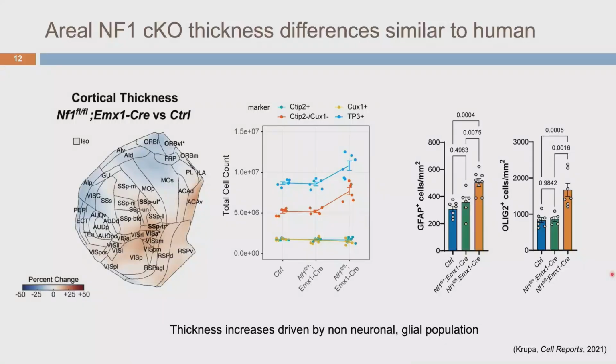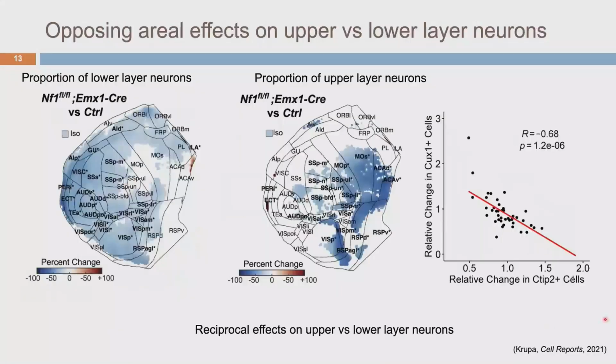So here we think that we have explained in part the cellular basis underlying MRI findings in human, though it would be good, of course, to confirm this in post-mortem human tissue from neurofibromatosis type 1 patients as well. So overall, thickness increases were driven by non-neuronal glial populations. Though the thickness findings are similar to what was found in human, we also were able to explore differences in cell type proportions that would not be visible on MRI.